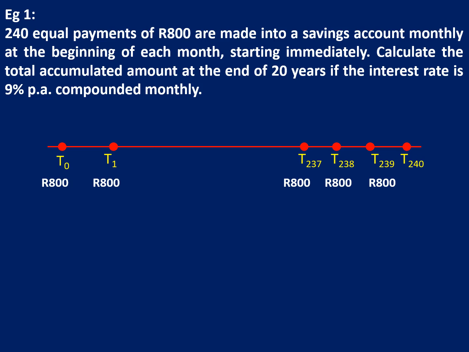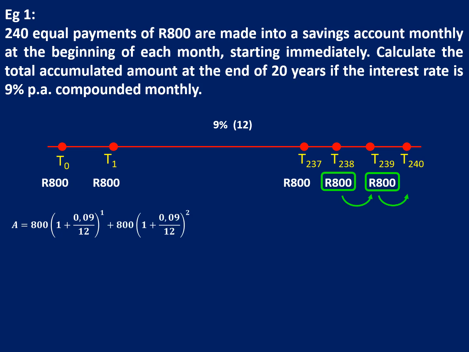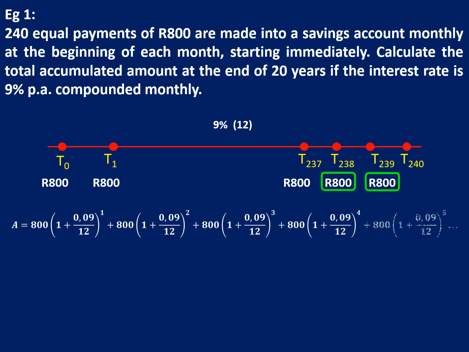Now, if we have a look at this, what's happening, if I take that last 800 Rand, how many months is it going to earn interest for? It goes in at the beginning of the last month, so it's actually going to only earn interest for 1 month. So normal compound interest, but just for 1 month. If I look at the second last payment, that 800 Rand is going to earn interest for 2 months. The third last 800 Rand is going to earn interest for 3 months. And so we're going to continue.